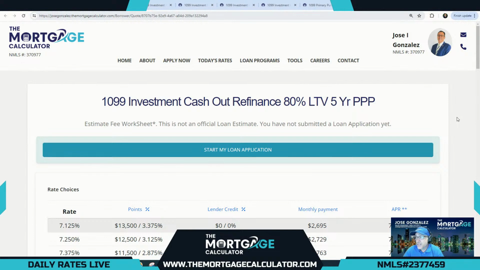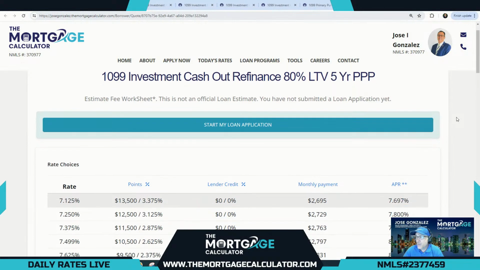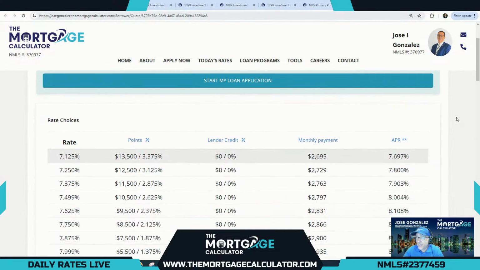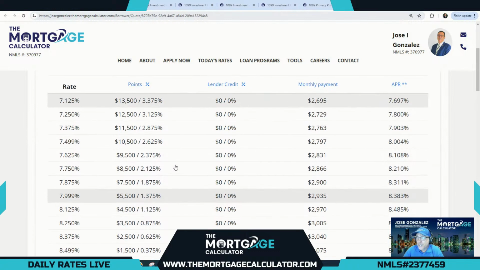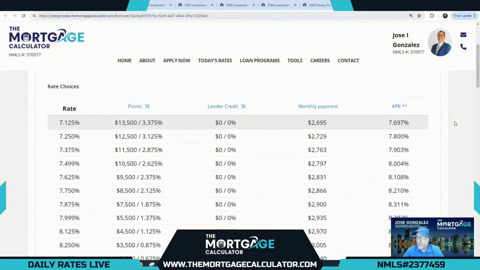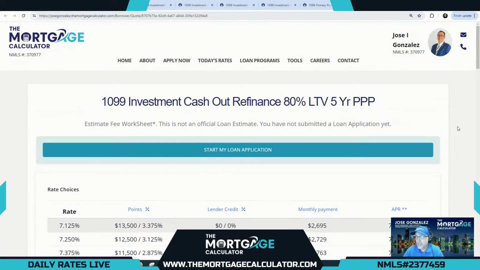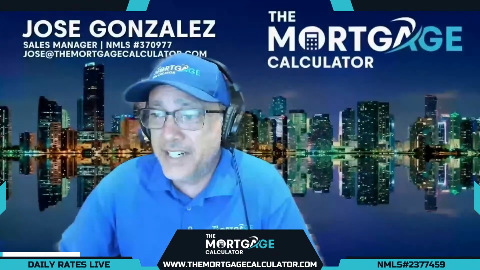And our last option here is our 80% investment cash out with the 5-year prepayment penalty. You'll see the rates get slightly better. 8.75 with a 0.1 lender credit, and you can buy that down all the way to 7.125 for your 80% LTV 1099 investment property cash out refi. So definitely look to the mortgage calculator, not only for your agency deals, but definitely your outside the box deals, including 1099s.